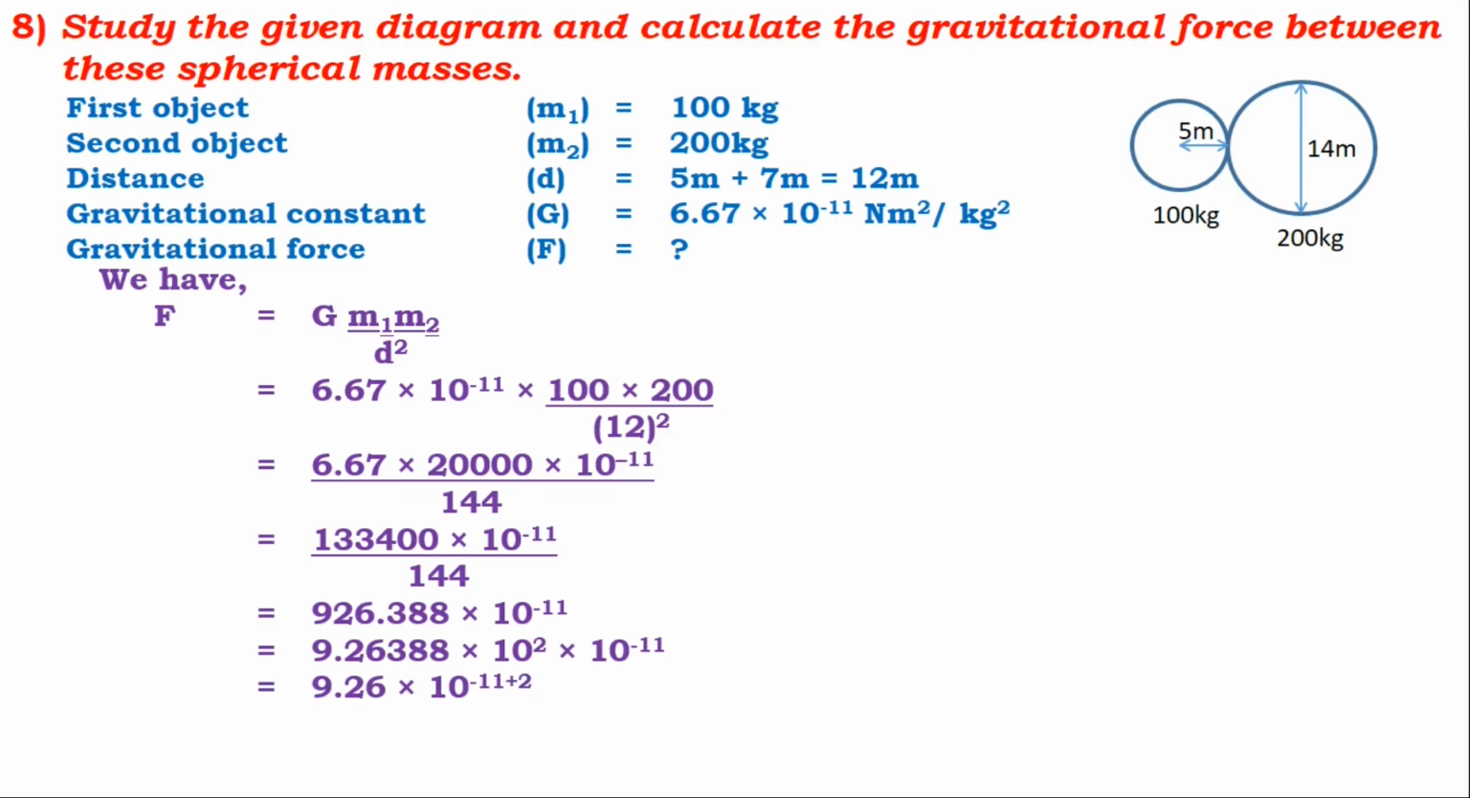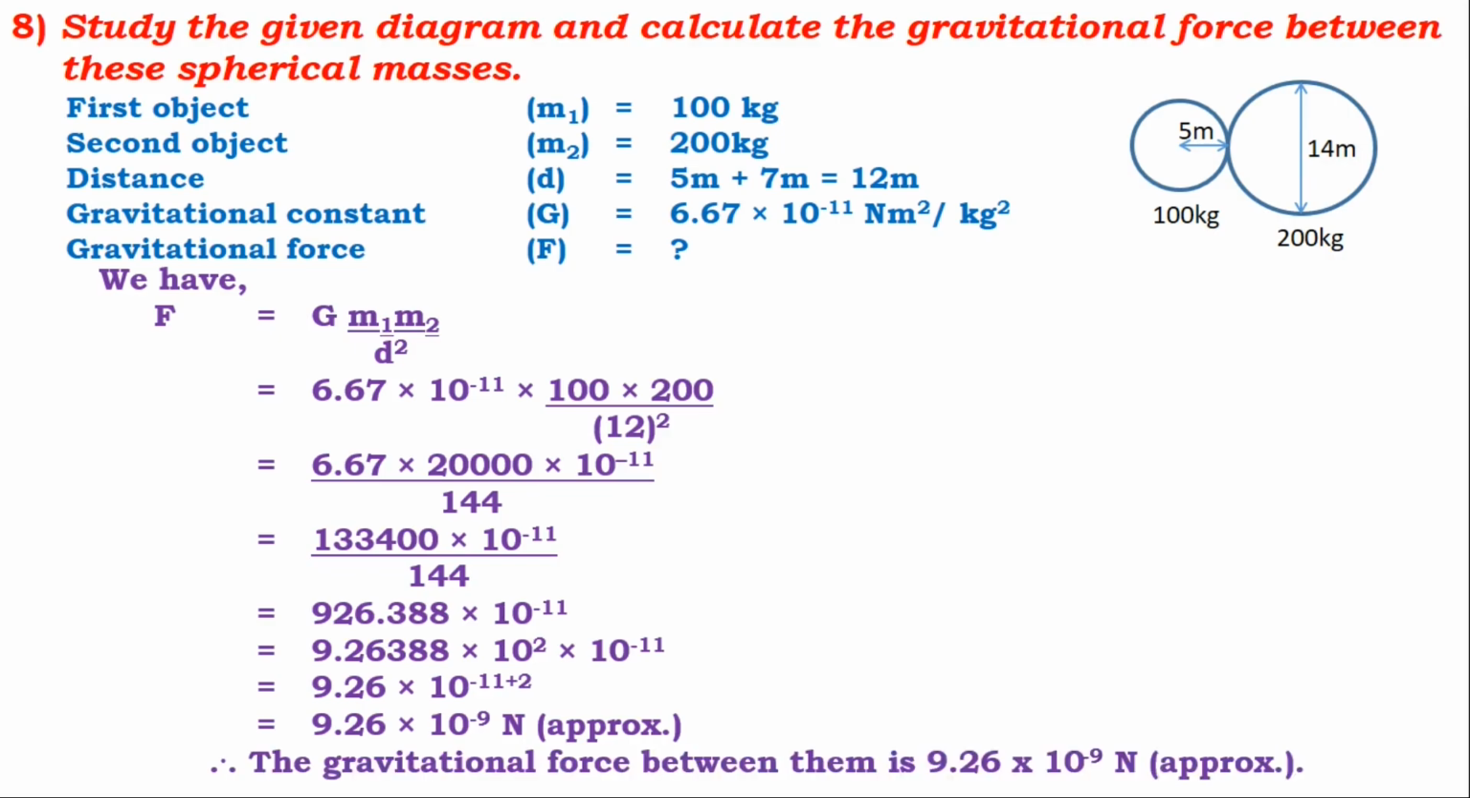While writing the answer, normally we take 2 digits after the decimal point. That's why after this 6 we have 388, and 3 is less than 5, so we can ignore these 3 digits. That's why 9.26 into 10 to the power minus 11 plus 2 becomes 9.26 into 10 to the power minus 9 Newton approximately, because some of the digits are removed. So I am writing approximately here. In the answer we have to write Newton. When we get the answer, it is better to write one sentence for it. Therefore the gravitational force between them is 9.26 into 10 to the power minus 9 Newton approximately.